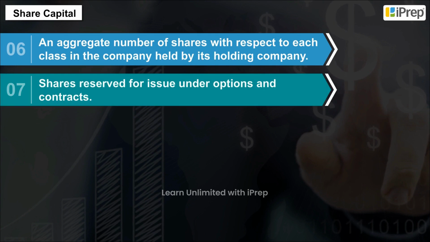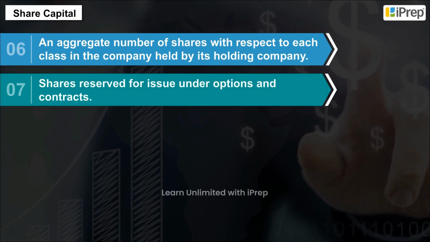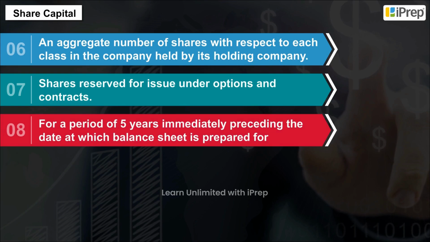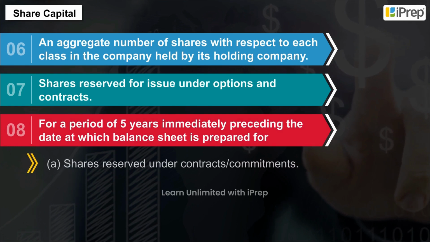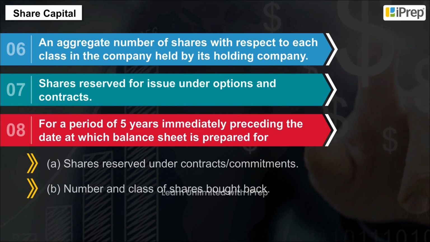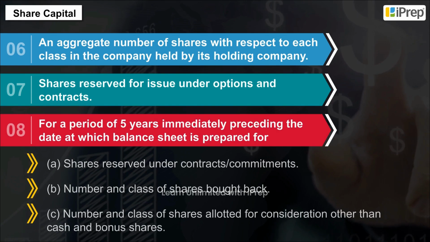7. Shares reserved for issue under options and contracts. 8. For a period of 5 years immediately preceding the date at which the balance sheet is prepared: A. Shares reserved under contracts or commitments. B. Number and class of shares bought back. C. Number and class of shares allotted for consideration other than cash, and bonus shares.